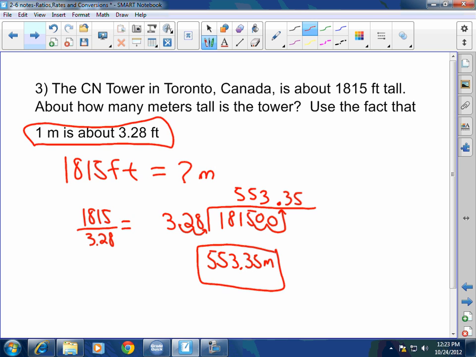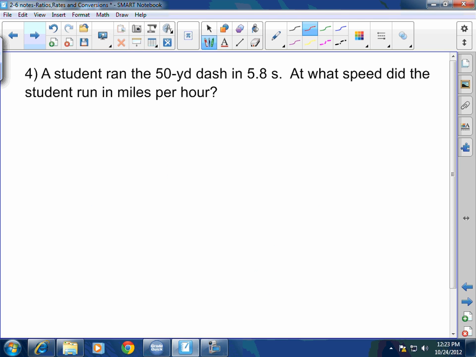Okay, now, the piece de resistance. This is the good one. I'm not going to worry about the math so much. I'm going to do a lot of the math on the calculator. What I'm going to worry about is the procedure here, okay, guys? So please just follow directions and pay attention. A student ran 50-yard dash in 5.8 seconds. At what speed did the student run in miles per hour?